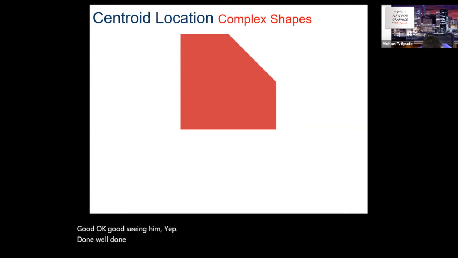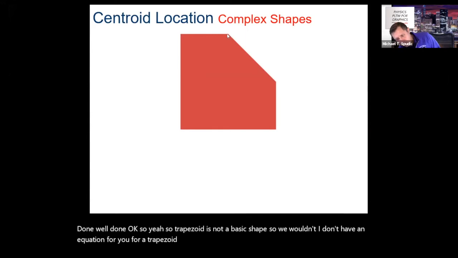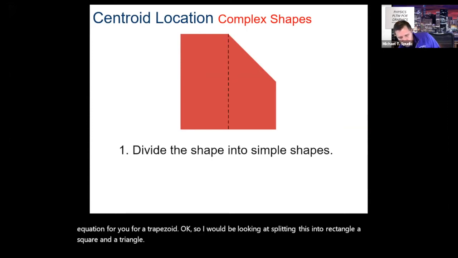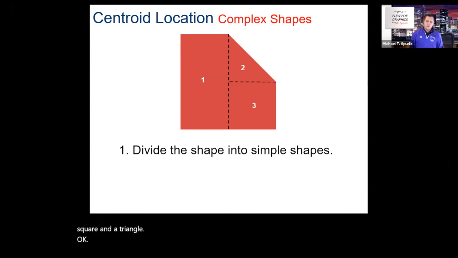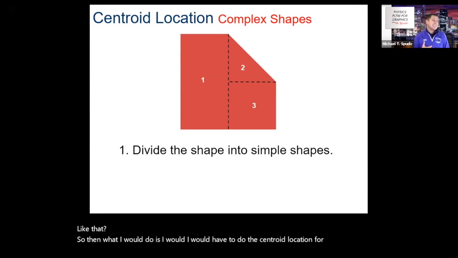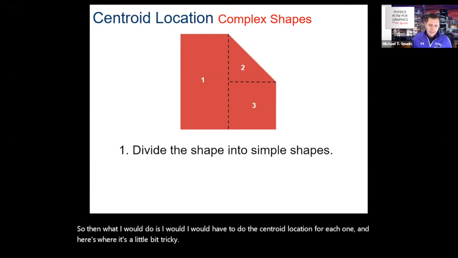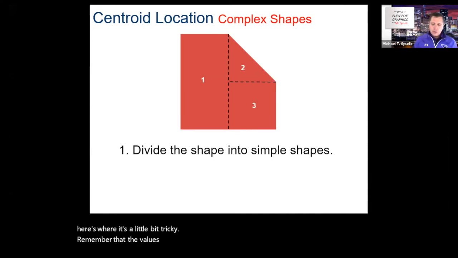Okay, so yeah. Trapezoid is not a basic shape, so I don't have an equation for you for a trapezoid. I would be looking at splitting this into a rectangle, a square, and a triangle. Then I would have to do the centroid location for each one. And here's where it gets a little bit tricky. Remember that the origin for all of these is still going to be down here.